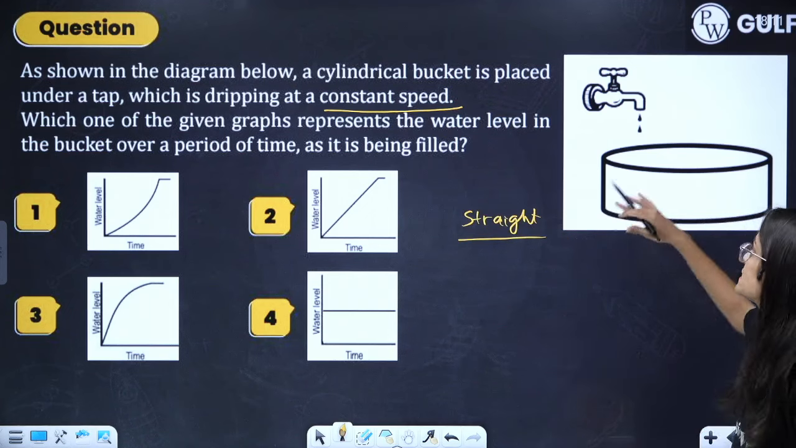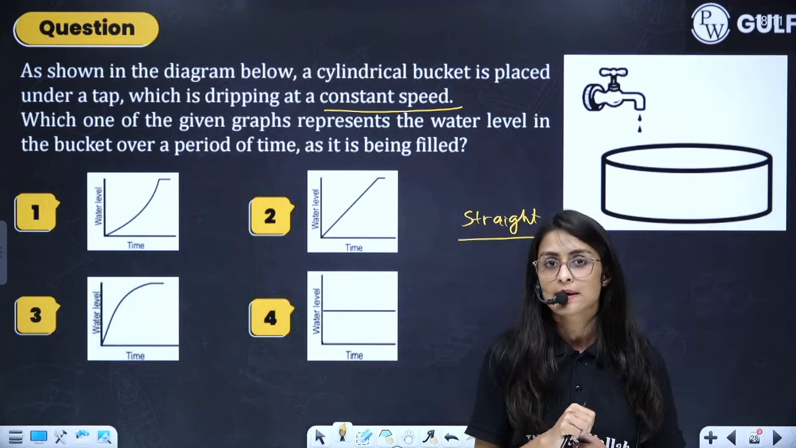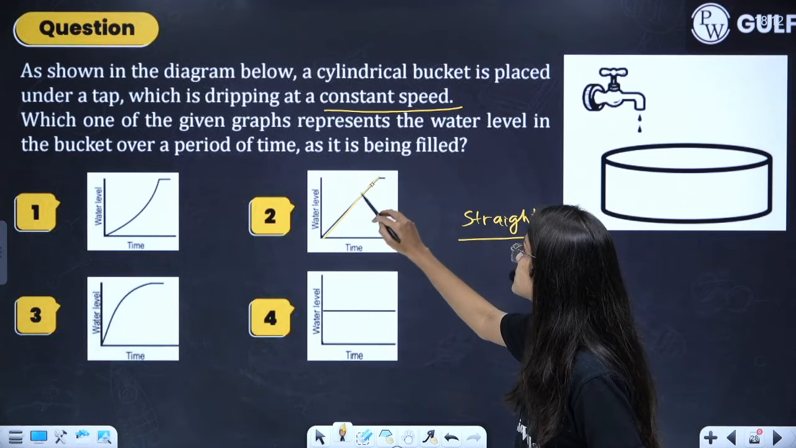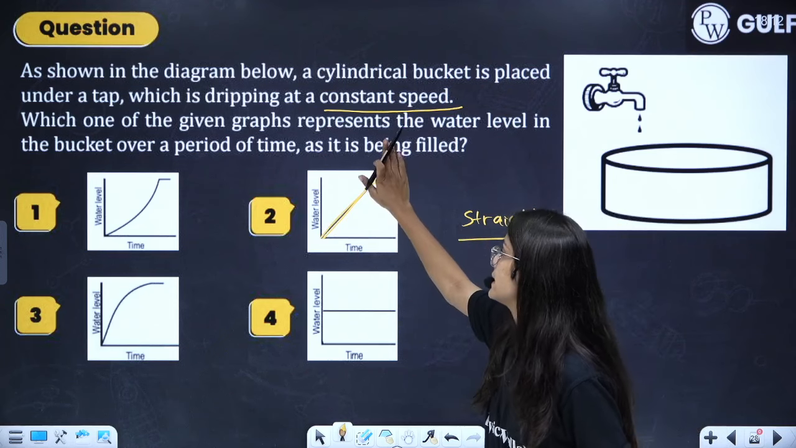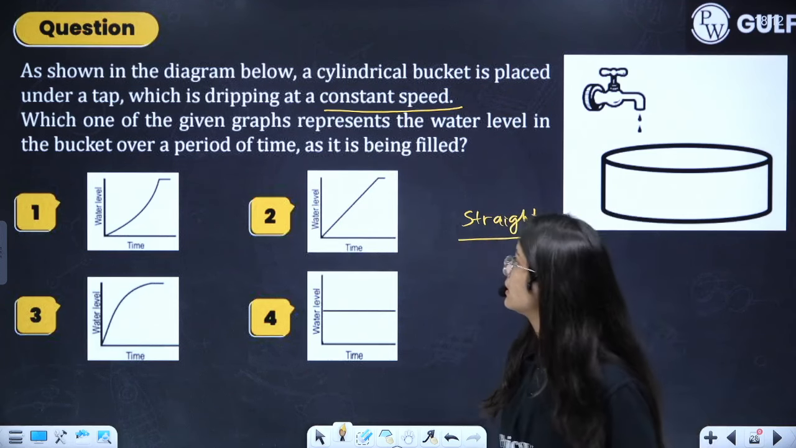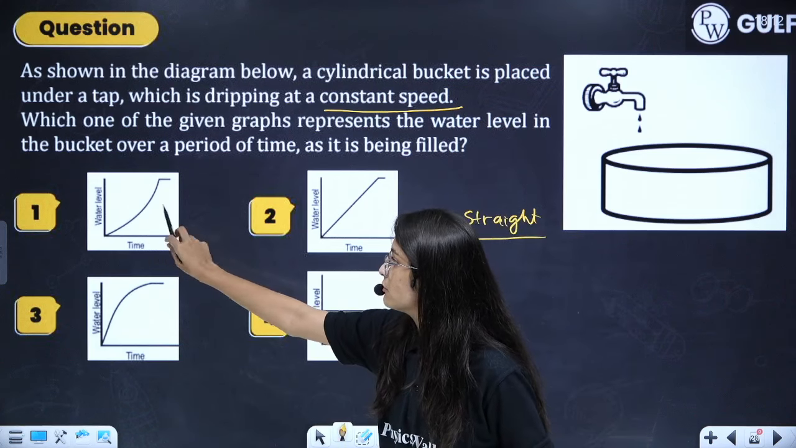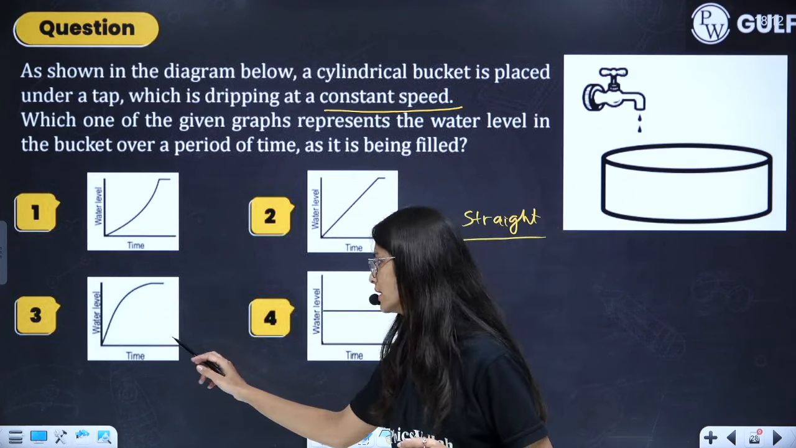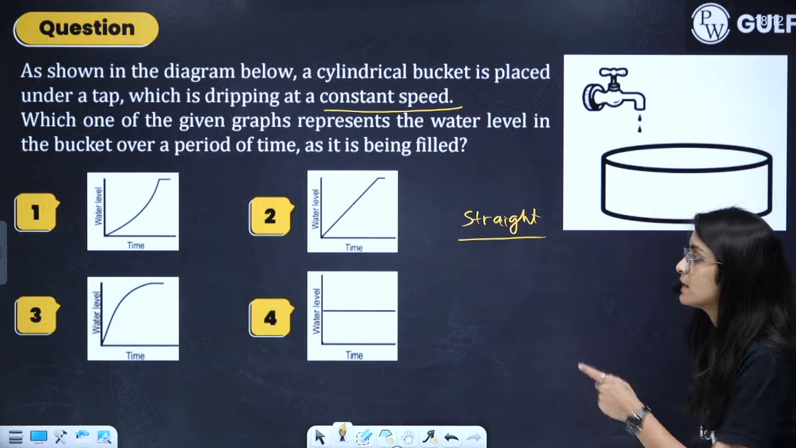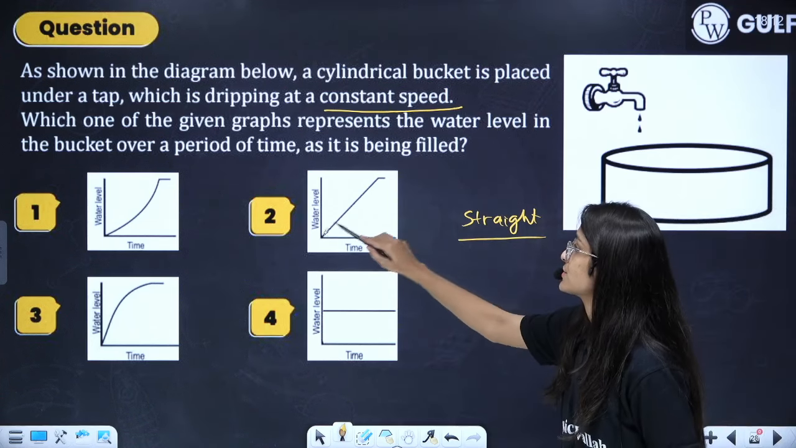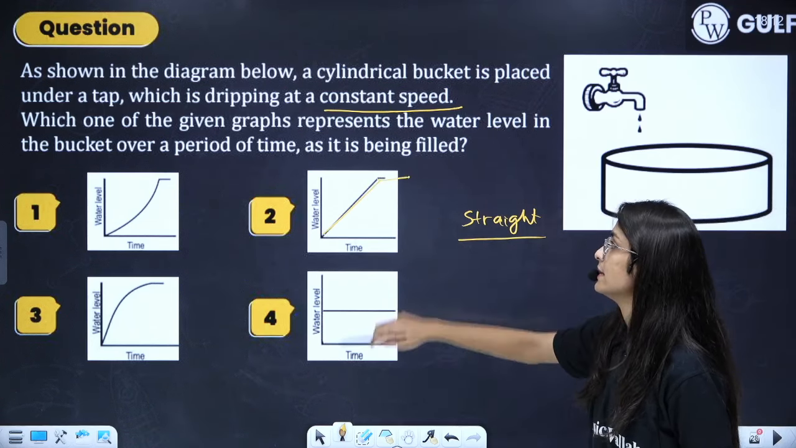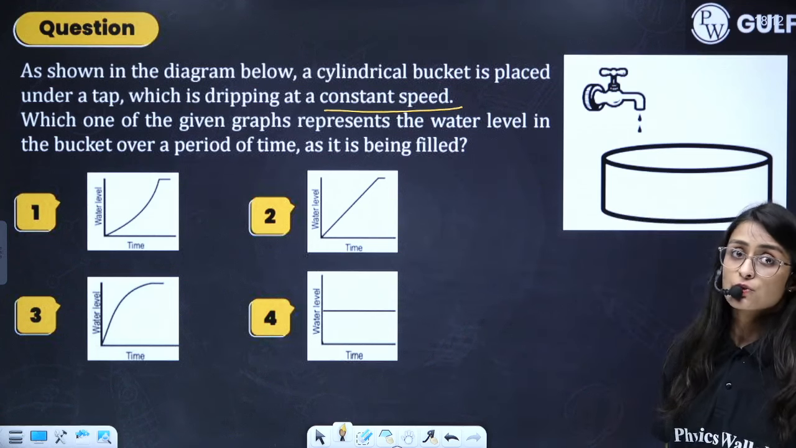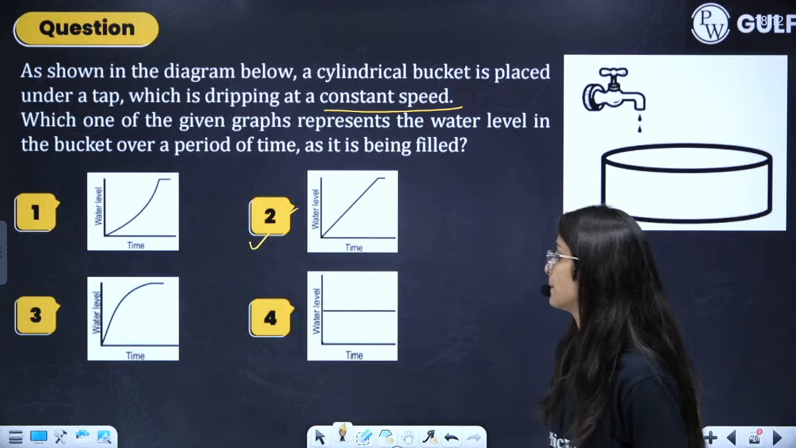After that, once the bucket is filled, it would start spilling. So observe from option 2, a straight line, then flat. If you can observe the first figure, it's not constant, it's a bit curvy. And third and fourth are not appropriate. But the second one is a straight line, and then when it's spilling, it becomes flat. So for this question, the answer would be option B.